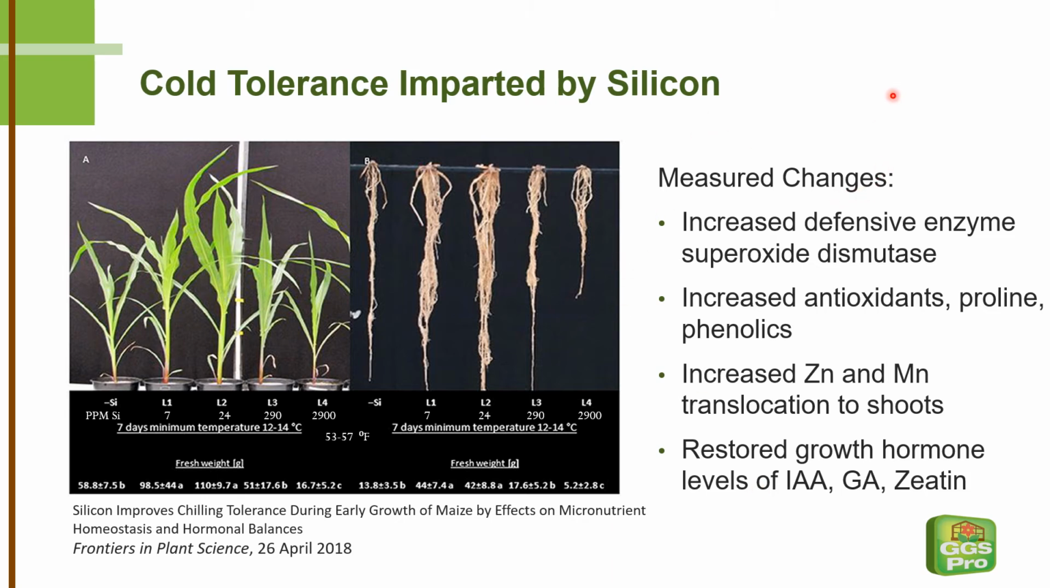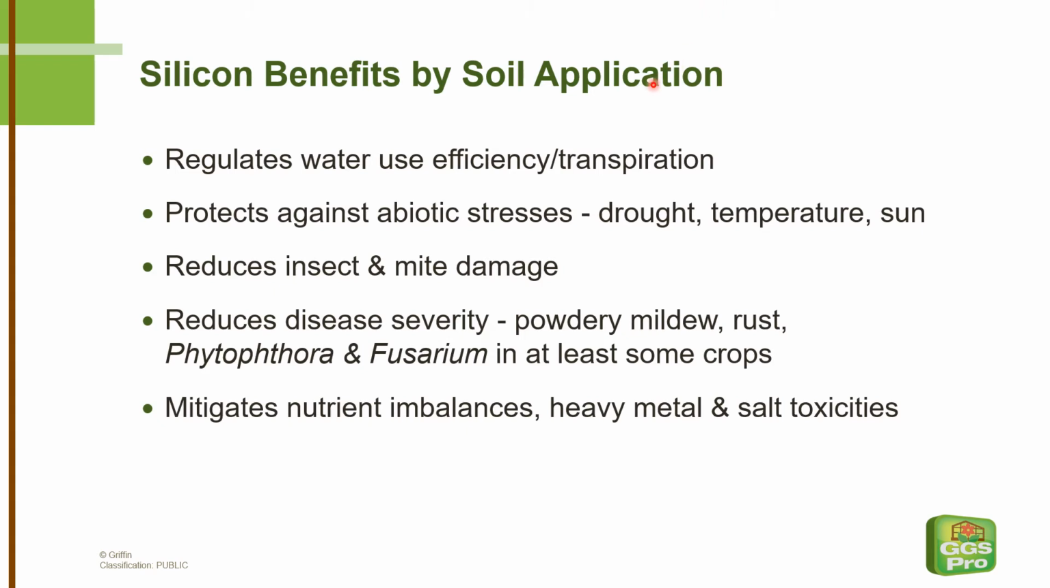Well, that's quite a few effects for one small molecule. So I've talked about just a couple, but this is the list of benefits that you can gain from silicon. It increases the water use efficiency, reducing transpiration, wilting, and drought stress. It also protects against other abiotic stresses such as temperature, sun, heavy metal and salt toxicities. We saw how it can reduce insect and mite feeding.